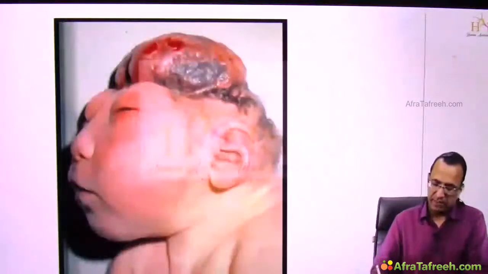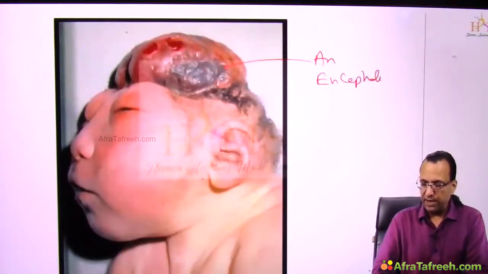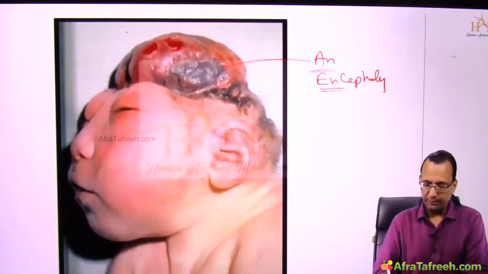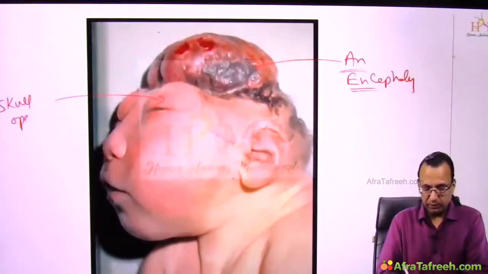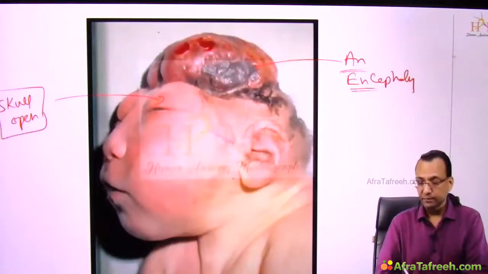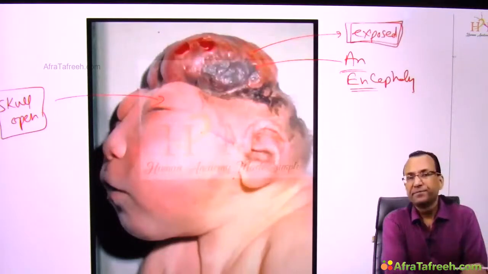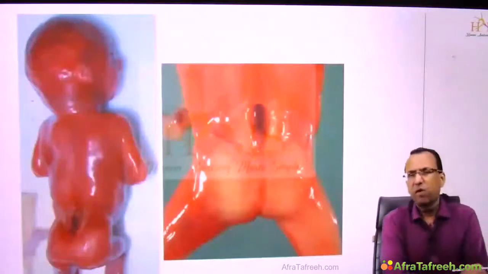This is a baby with anencephaly. Why? Because the skull is open, the brain is open, exposed to amniotic fluid also, because there was a non-closure of the anterior neuropore. What about the rachis? They're almost born dead.